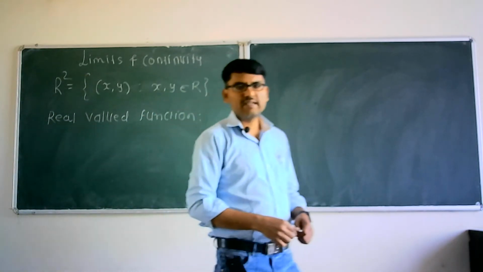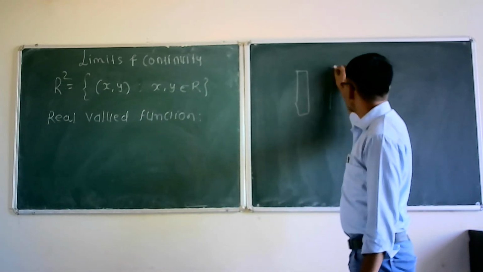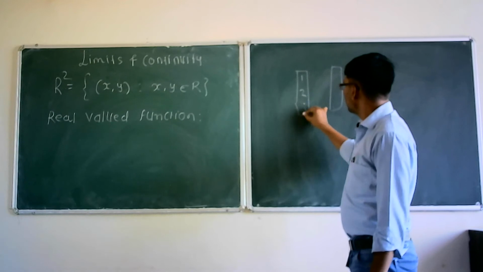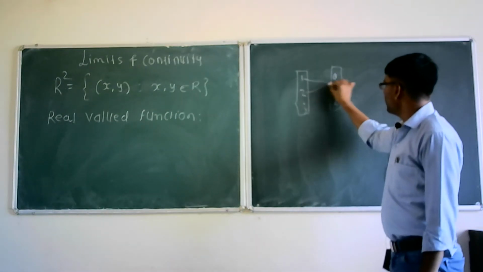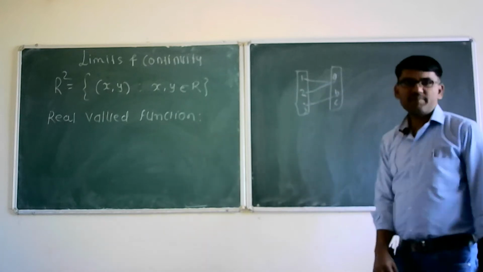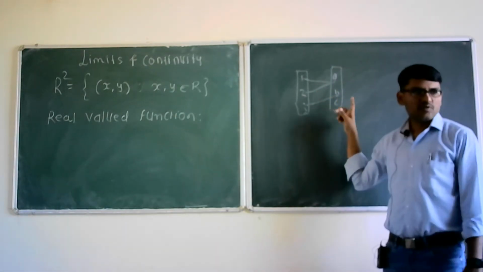Now, in a single variable, we can say that f is a function from set A to B if there exists a unique image for every element of A in B.